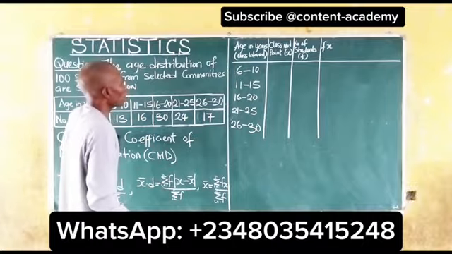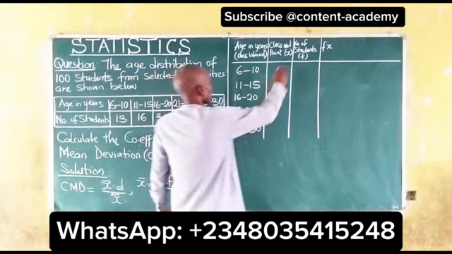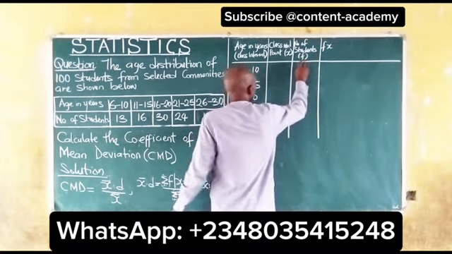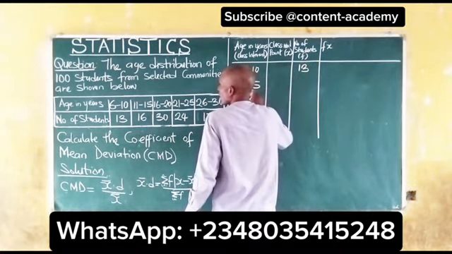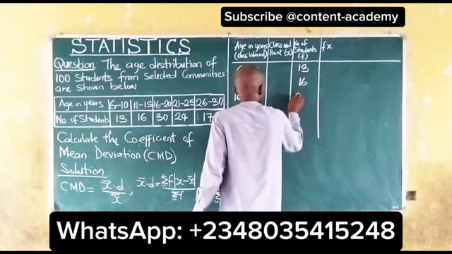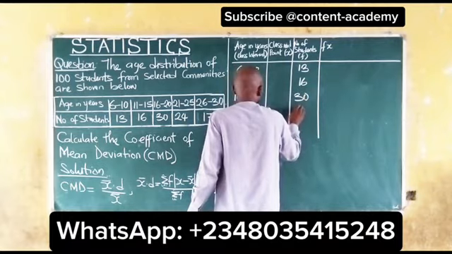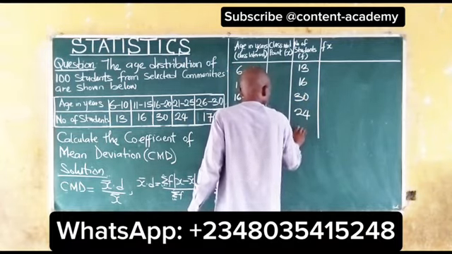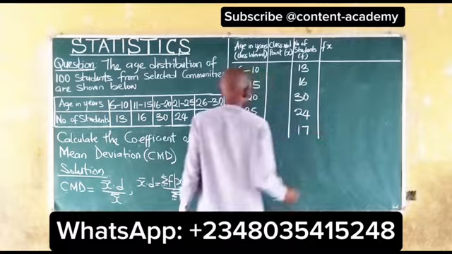Now, we have our number of students. Our number of students will be 13, 16, 30, 24, and 17. This is what we have.